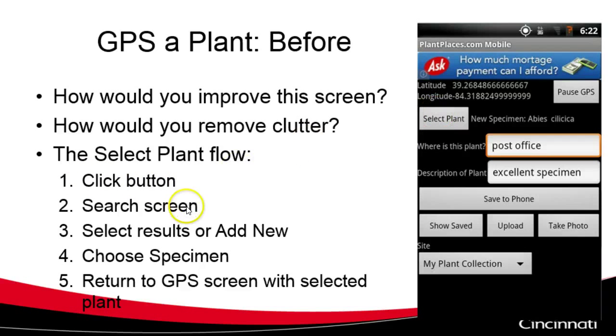Click the button, go to a search screen, type in our search criteria, and hit search. We'll see the results. In some cases, we'll see a specimen, but usually what we'll do is we'll click a result, it will take us back to this screen, and it will show us the result that we picked up here. Where's the plant description of the plant? Save the plant to the phone, show plants you've saved, or specimens rather, save the specimen of the phone and show specimens you've saved. Upload them, take a photo, and then cite.